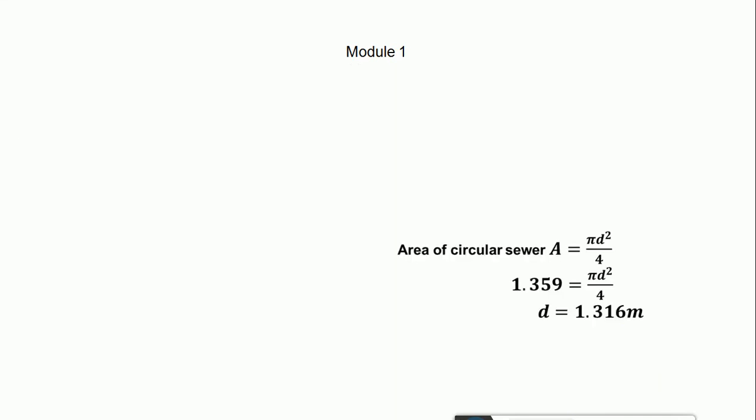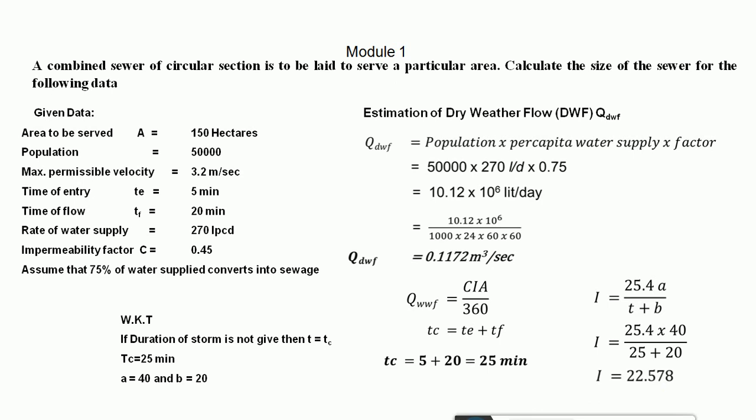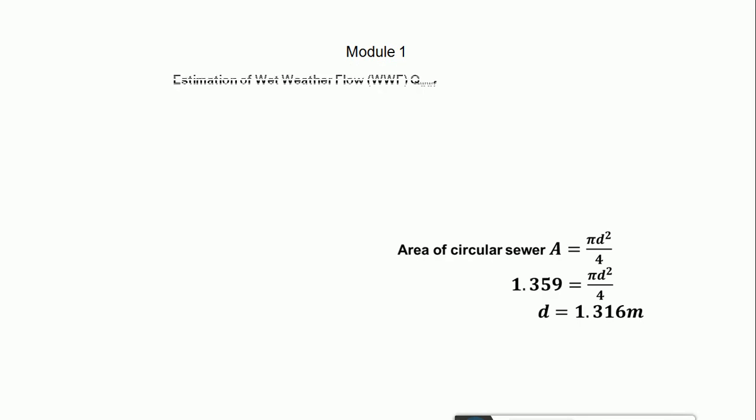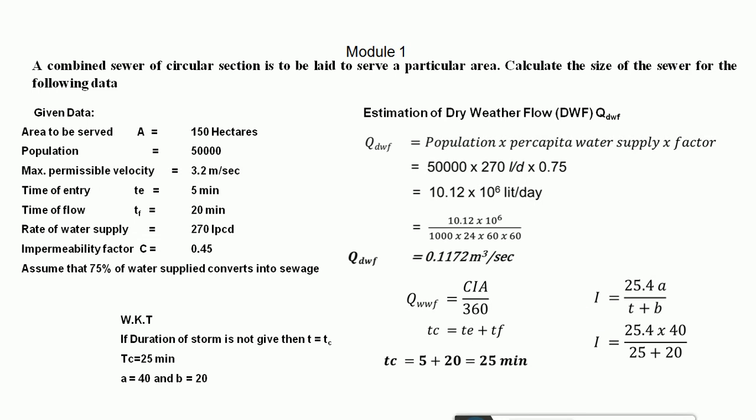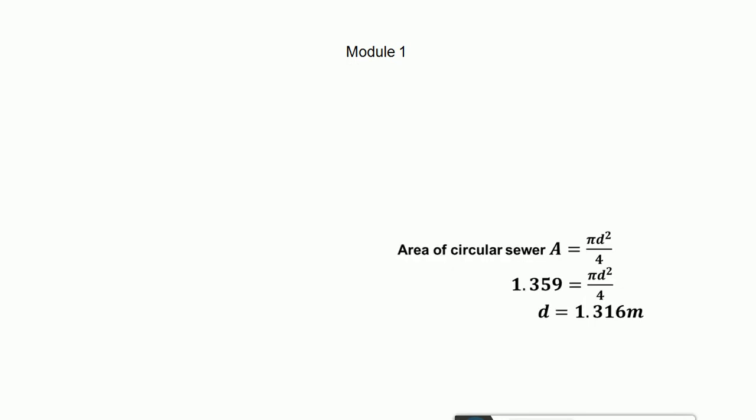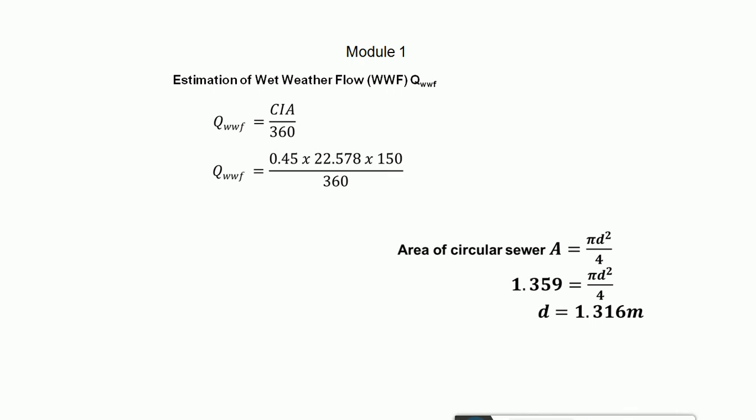So we have now obtained the quantity of dry weather flow and wet weather flow. The dry weather flow quantity is 0.1172 meter cube per second. The wet weather flow we have to obtain using the equation Q is equal to CIA divided by 360. Here the coefficient of runoff is given, in this case it is 0.45, so we are using this value in the estimation of wet weather flow. So Q is equal to CIA divided by 360.